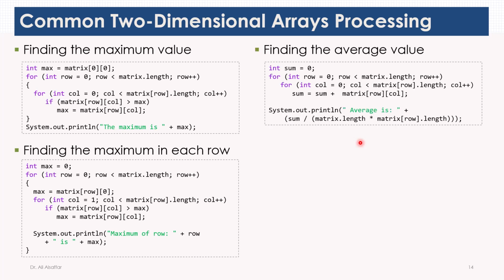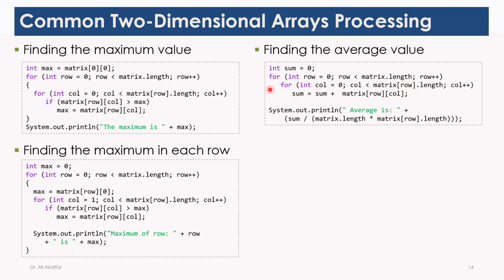Also, as a common processing for two-dimensional arrays, it is requested to find the average value in the whole array. Then here again, it doesn't matter if you process the array row by row or column by column, as long as you are going to visit every value in the array. In this listing, we are visiting the array row by row. So what you do to find the average, you need a variable for holding the sum, and after you find the sum, you divide by the number of entries in the two-dimensional array. So after you find the summation of all entries inside the two-dimensional arrays.